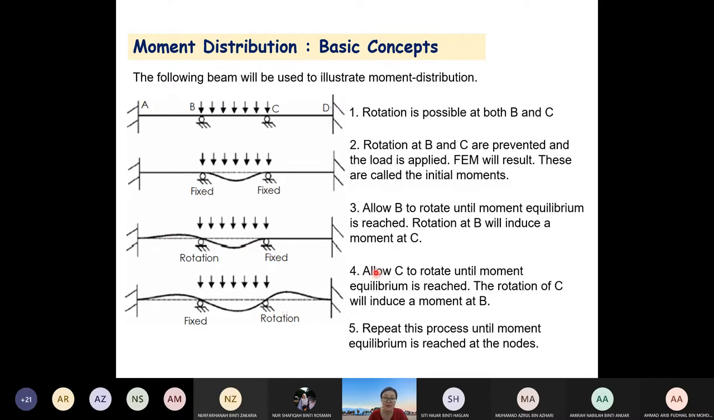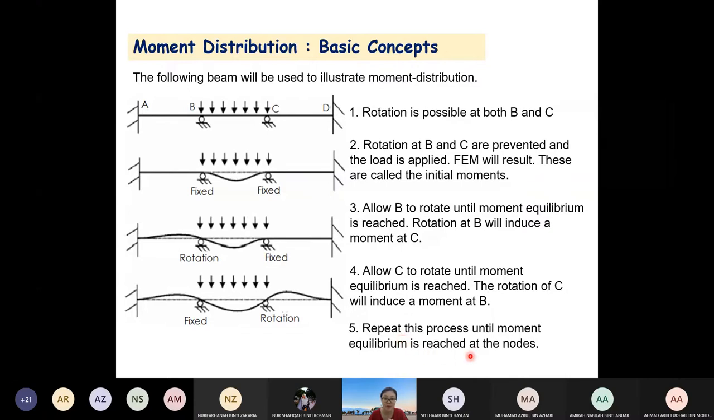Okay, then allow the C to rotate until the moment equilibrium is reached. Meaning that it starts, if you see that the C is supposedly fixed, and now B is fixed and C is released. So it means that it allows the rotation, so it starts to distribute the moments. Then this process repeats and repeats until the moment equilibrium is reached at the nodes.